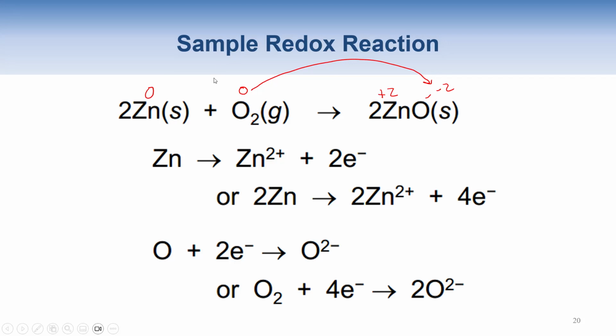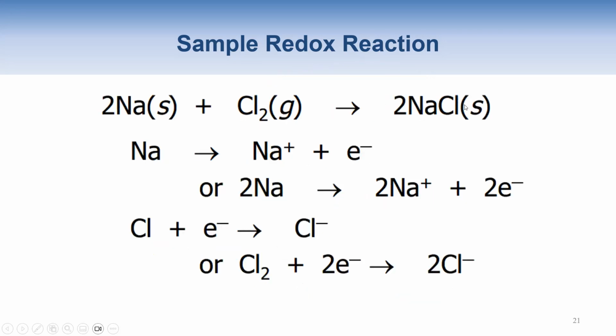Oxidation and reduction are coupled, and that allows us to keep track of the electrons within a reaction. We can write the half reactions indicating where the electrons are going, but sometimes writing half reactions like this gets confusing. So I like to just keep track of the oxidation numbers within the actual reaction. So here's another example.